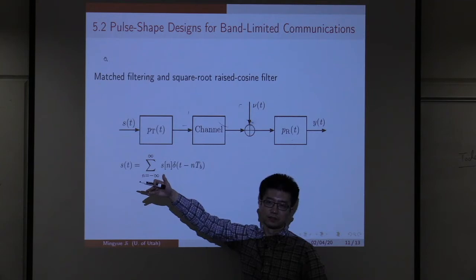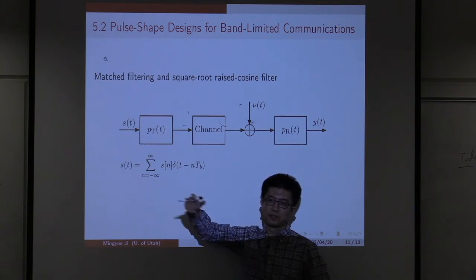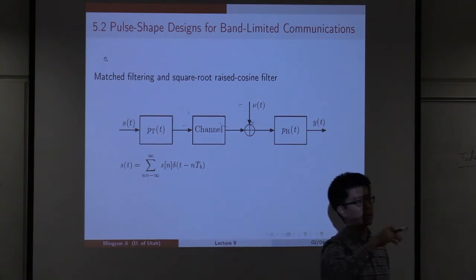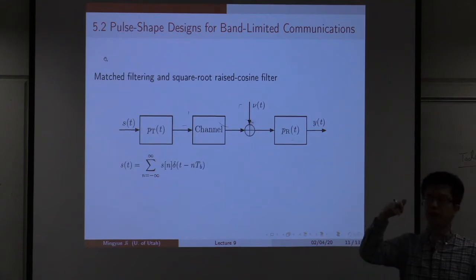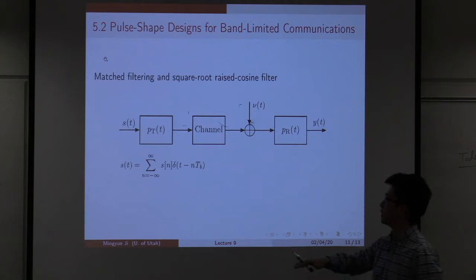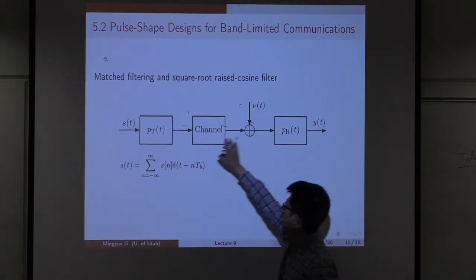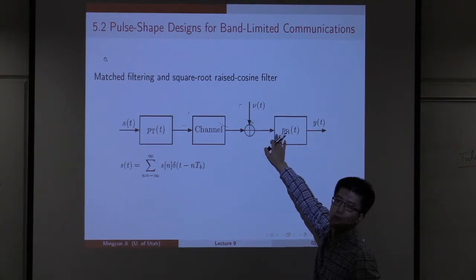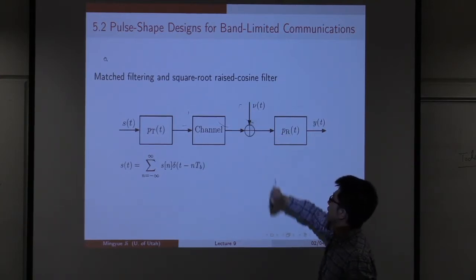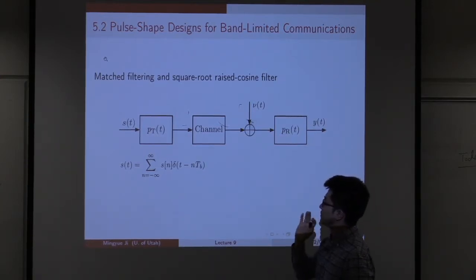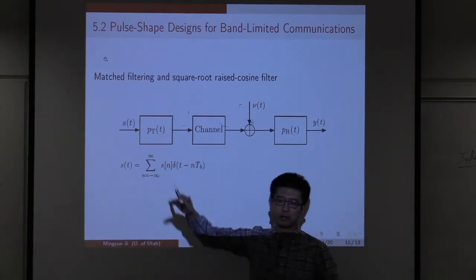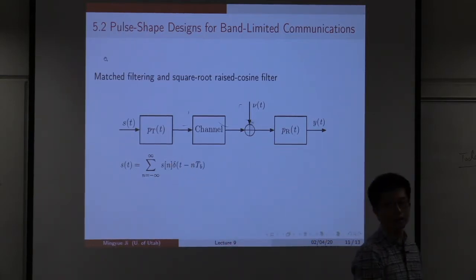Do you remember that still? Yeah. Right, because as we said, this filter does not have to be, but one good option is a raised cosine, right? So if we do not have the channel here and we do not have the noise, then this convolved with that should be a raised cosine, right? But now they're separate, right? Then how can we design that?